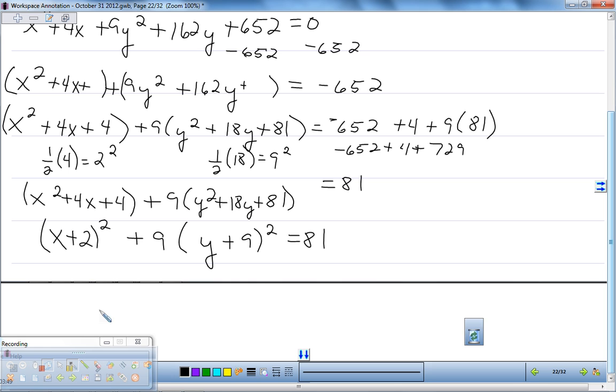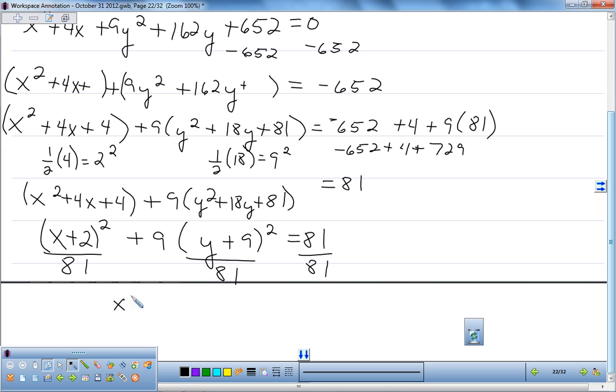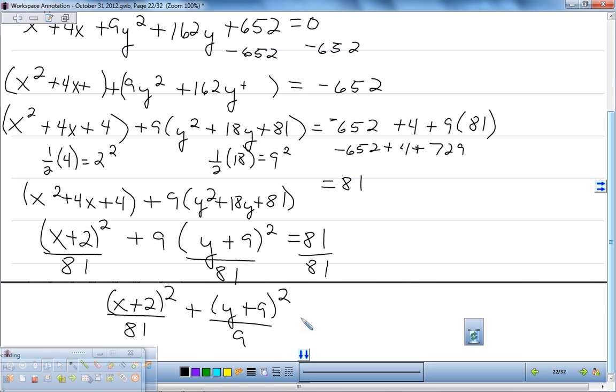Now the only other thing we have to do to write it in standard form is we want this to be 1, so we'll divide by 81. Okay, and so then our final version of the equation will be x plus 2 squared over 81 plus, the 9 goes into 81 9 times, so we'll end up with y plus 9 squared over 9 is equal to 1. So now we have the standard form of this conic.